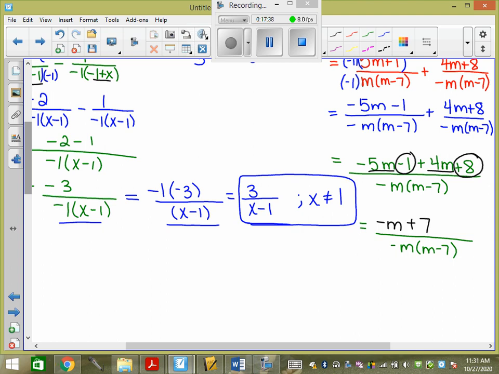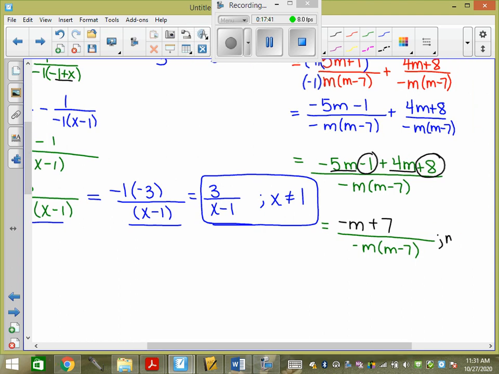And then what are my NPVs? M cannot equal 7. Most people get that one right. What if it's a negative m? If it was an m, we just say it can't equal 0, right? Does a negative m change that? No. It's the same thing. It can't equal 0.